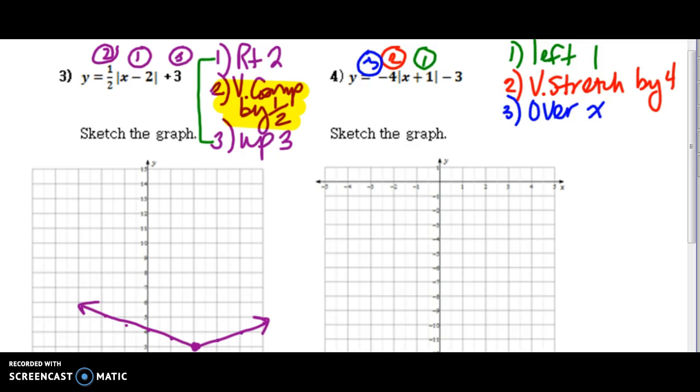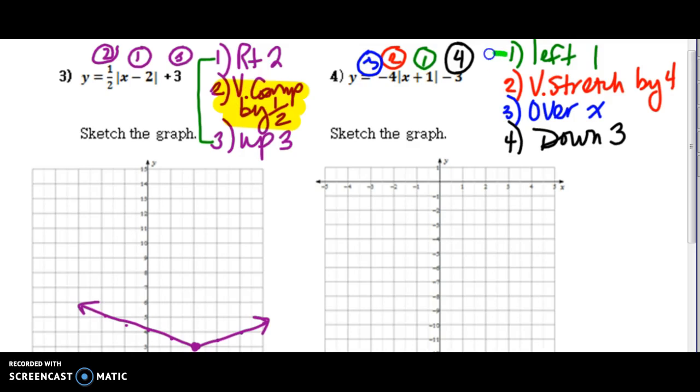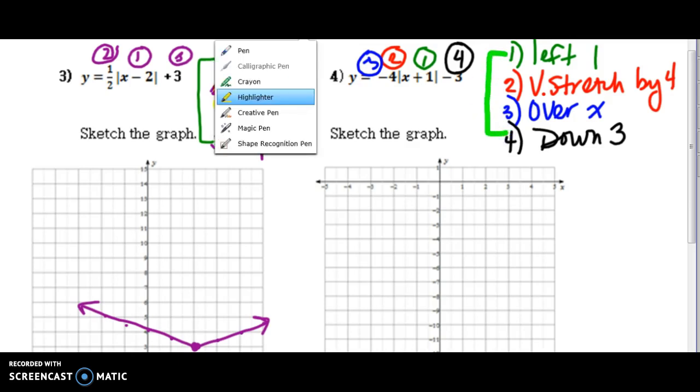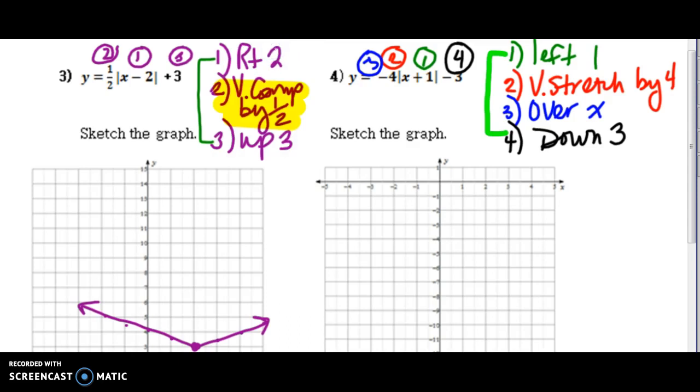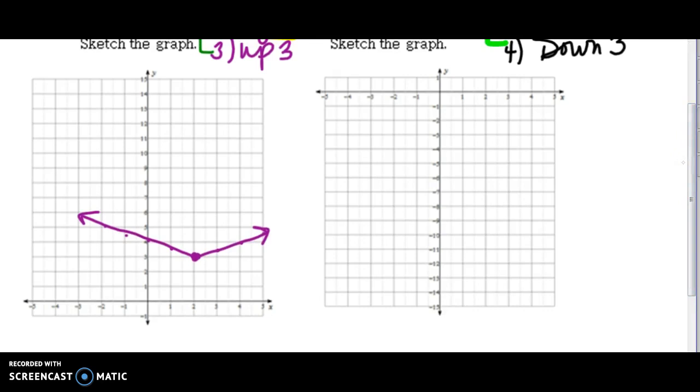And then last but not least is this little -4 that's hanging out down here. And that's going to move it down 3 spaces. I think I said 4. Okay, down 3 spaces. So we're going to combine those first 2 moves right here to get our new starting point. Okay, so let's go ahead and try that. Left 1, down 3. Give myself some room. Left 1, down 3. Put your starting dot.